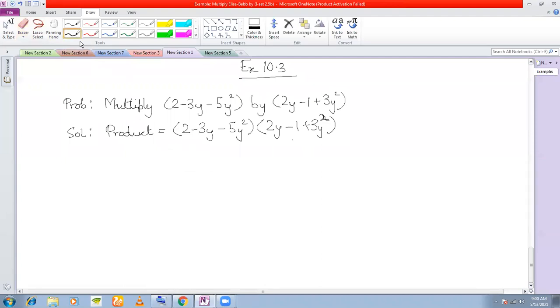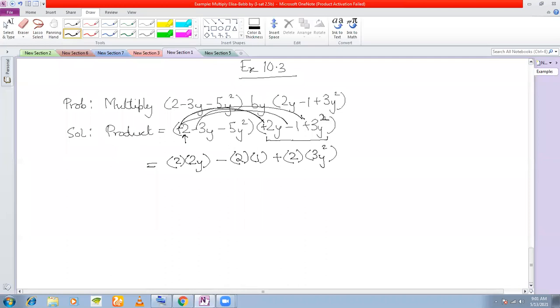Okay, so first of all, you have this 2 here. This 2 will get multiplied by each of these. Okay, and you have a plus here and you have a plus here. So these two plus will combine to give you a plus sign. So 2 into 2y. Again, this plus will combine with this minus to give you a minus. 2 into 1. Again, this plus will combine with this plus to give you a plus. 2 into 3y square.